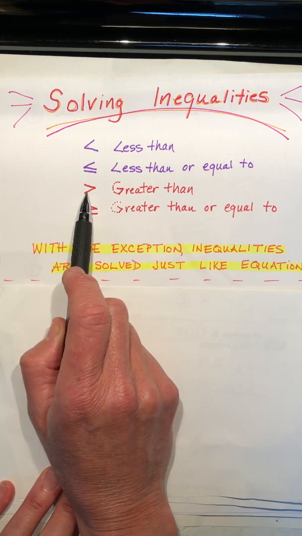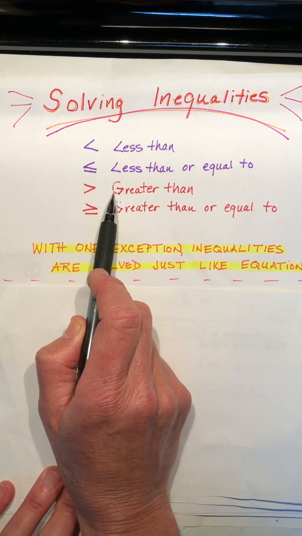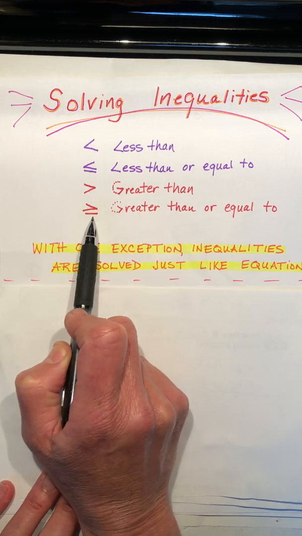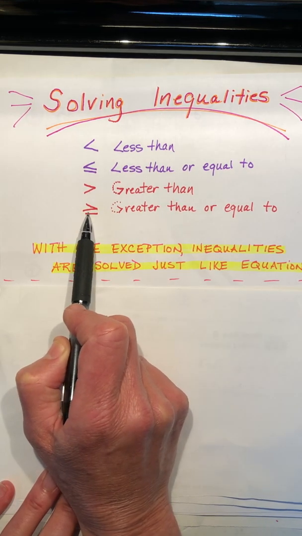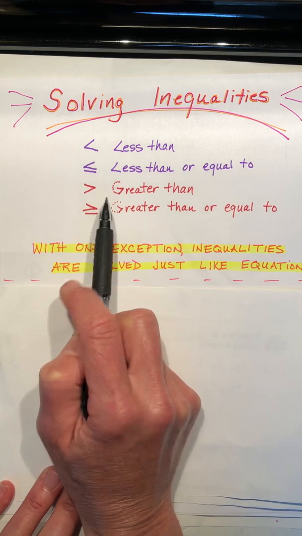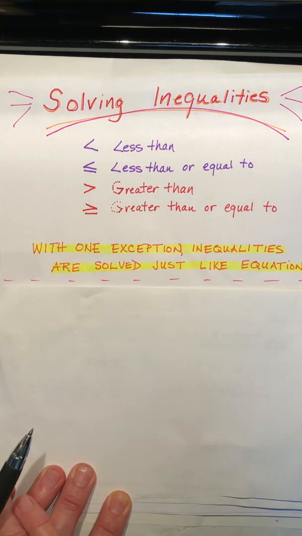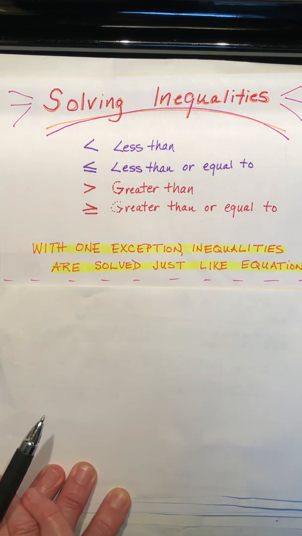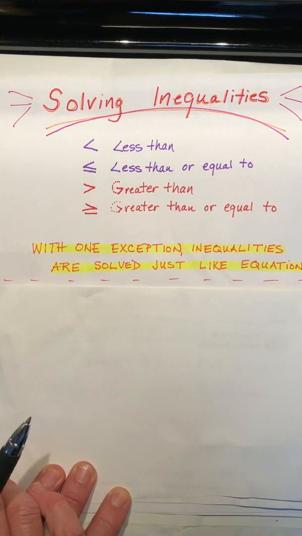The greater than symbol to me looks like it's part of a capital G. So we've got greater than, and then we have greater than or equal to. And again, that line underneath means that the value could be equal to. And with one exception, inequalities are solved just like equations.